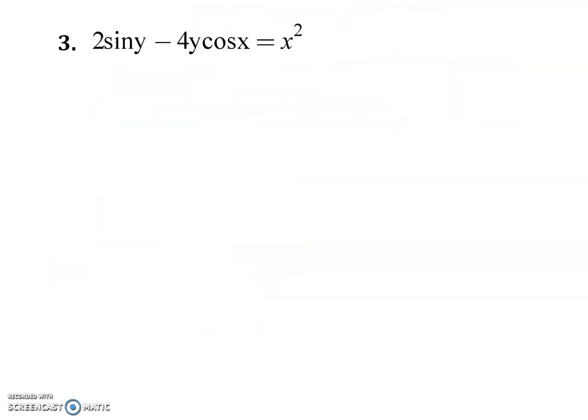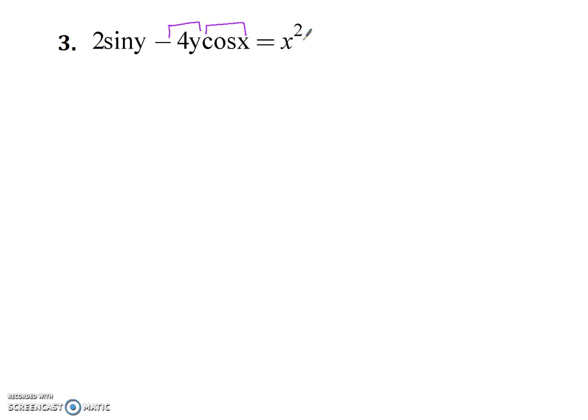Now let's look at a couple trig ones. So I have 2 sine y minus 4y cosine of x equals x squared. So for this term right here, this one we don't have to do product rule because the 2 doesn't have an x or a y with it. But here, since the coefficient also has a y with it, we now have a y times something with an x. So we're going to have to do product rule for this derivative.